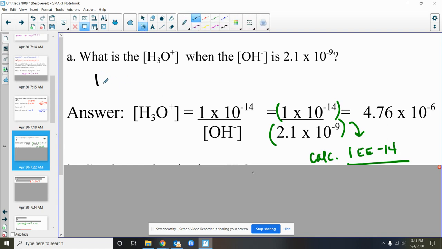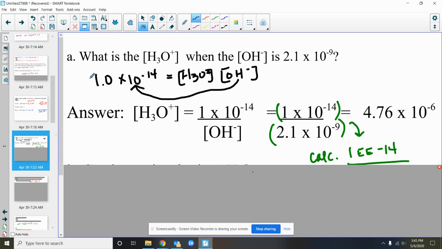You have Kw is 1 times 10 to the negative 14th. That equals your H3O value times your hydroxide value. So what it just told us in this problem was that the OH value, it gave us this value, 2.1 times 10 to the negative 9th. So because I'm solving for my H3O value, I'm just taking this and I'm going to divide it over. So 1 times 10 to the negative 14 is on top. My hydroxide value, 2.1 times 10 to the negative 9th, is on bottom.